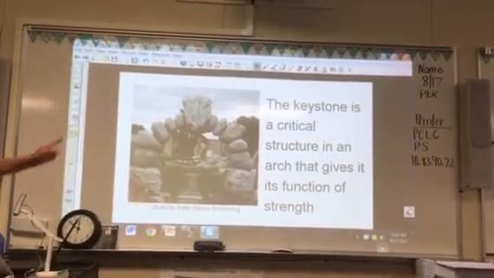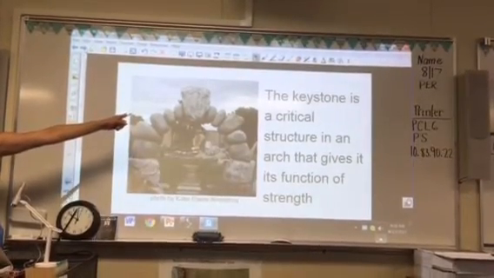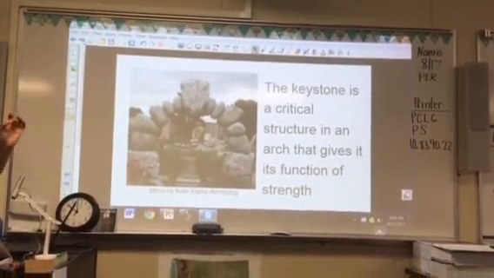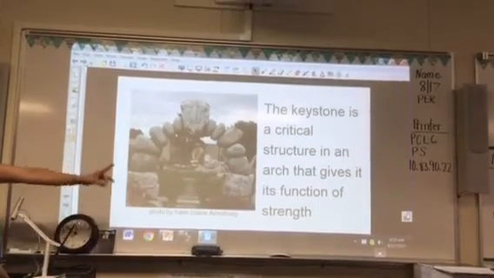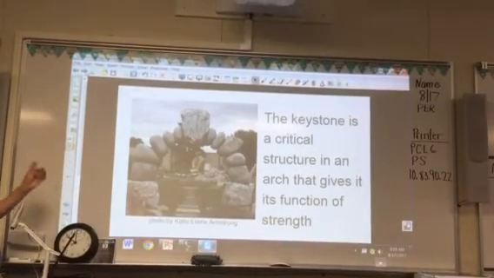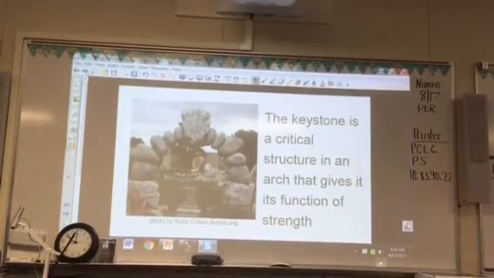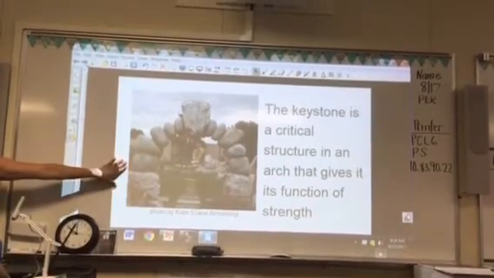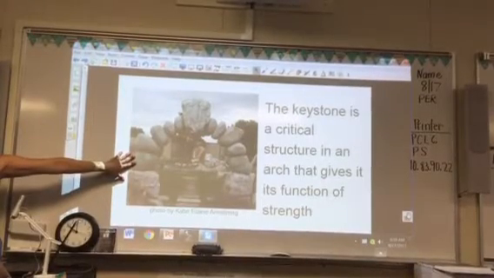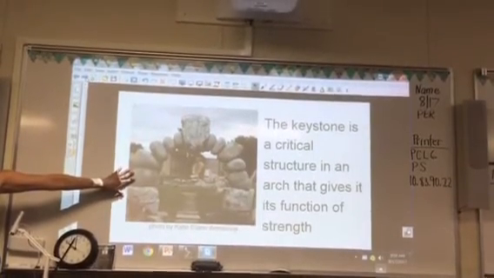The keystone is a critical structure in an arch that gives it its function and strength. That keystone in the very middle has to be placed exactly in the right position in order to support this structure, okay? So an example for your notes would be a keystone is critical in structure. You can go ahead and write that in your notes. It's critical in structure in an arch.